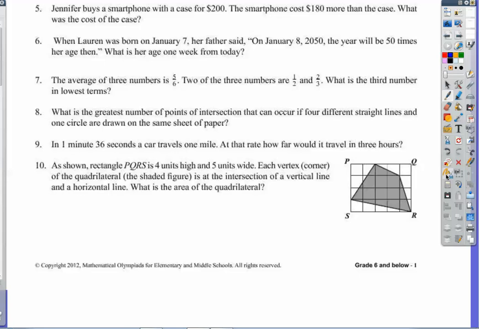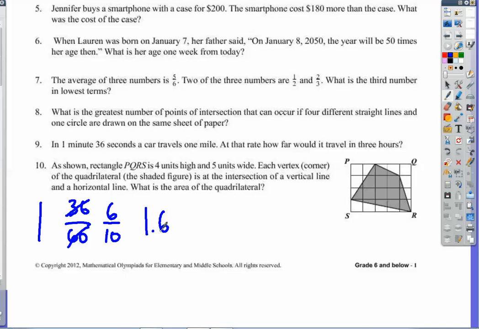So if I have 36 seconds, well, how many seconds are there in a minute? Well, there's 60 seconds in a minute. So I have 1 and 36 sixtieths. Let's turn this into a decimal. What goes into 36 and 60? Well, 6 does. 6 goes into 36 6 times. 6 goes into 60 10. Oh, so this is 1.6 minutes. So it takes 1.6 minutes to travel 1 mile.